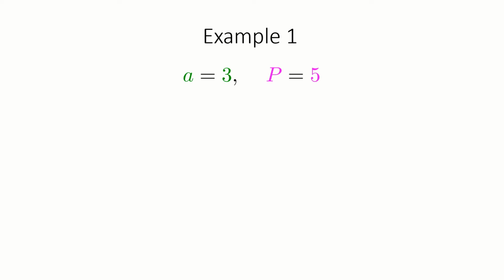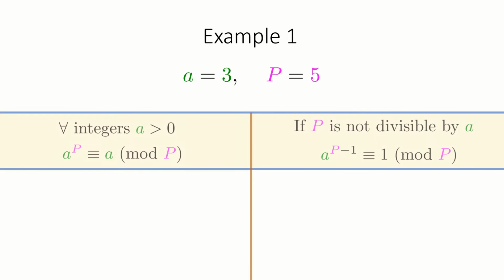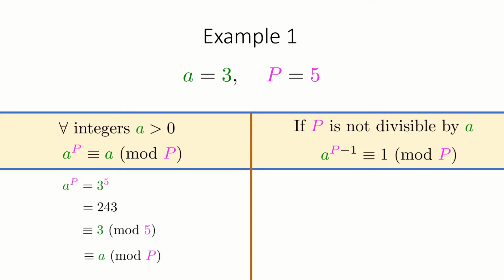a is equal to 3 and p is equal to 5. a is not divisible by p, so we verify both variants using this example. a raised to the power p is equal to 3 raised to the power 5, which is equal to 243, and 243 is congruent to 3 modulo 5. So a raised to the power p is congruent to a modulo p. In case of the second variant, a raised to the power p minus 1 is equal to 3 raised to the power 4, which is equal to 81, and 81 is congruent to 1 modulo 5. The second variant remains true as well.